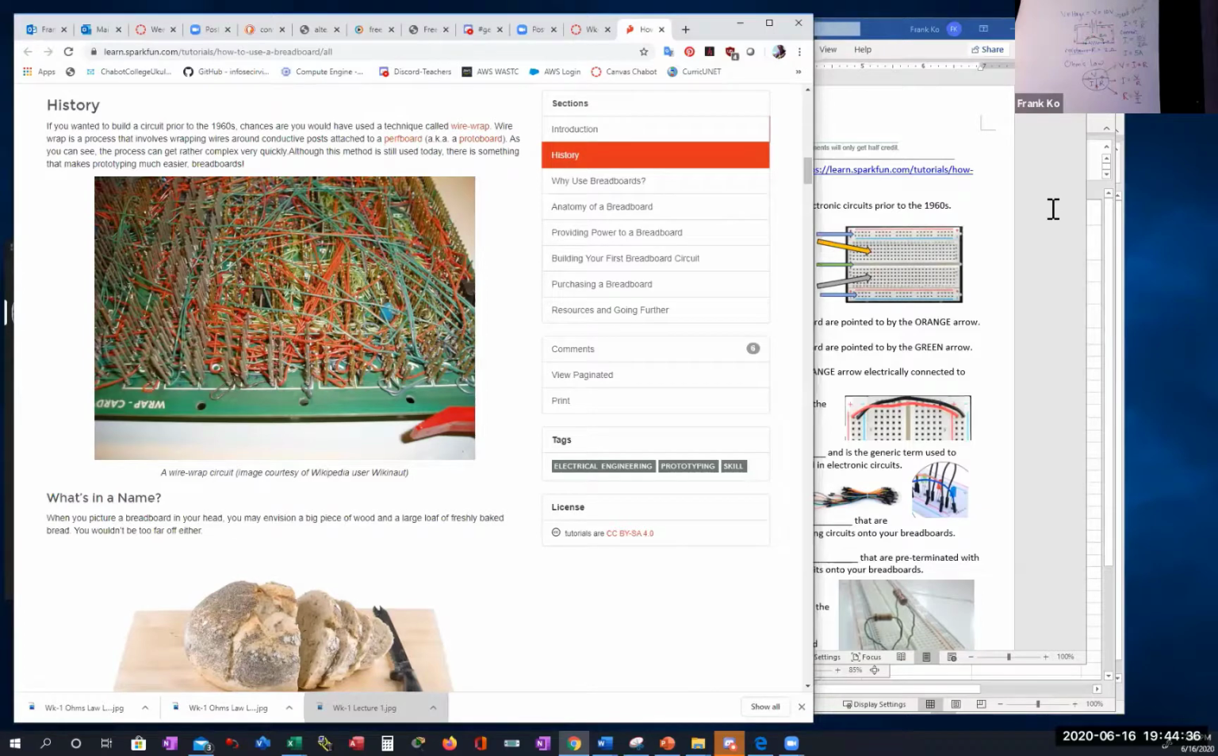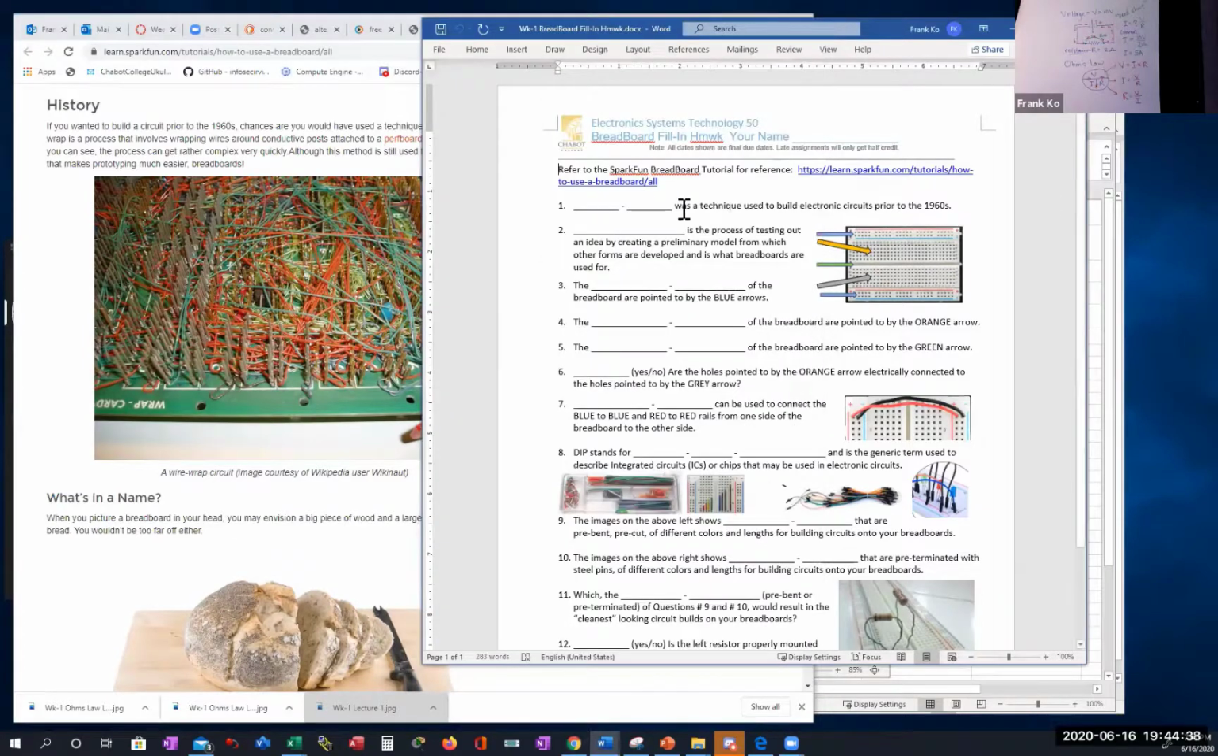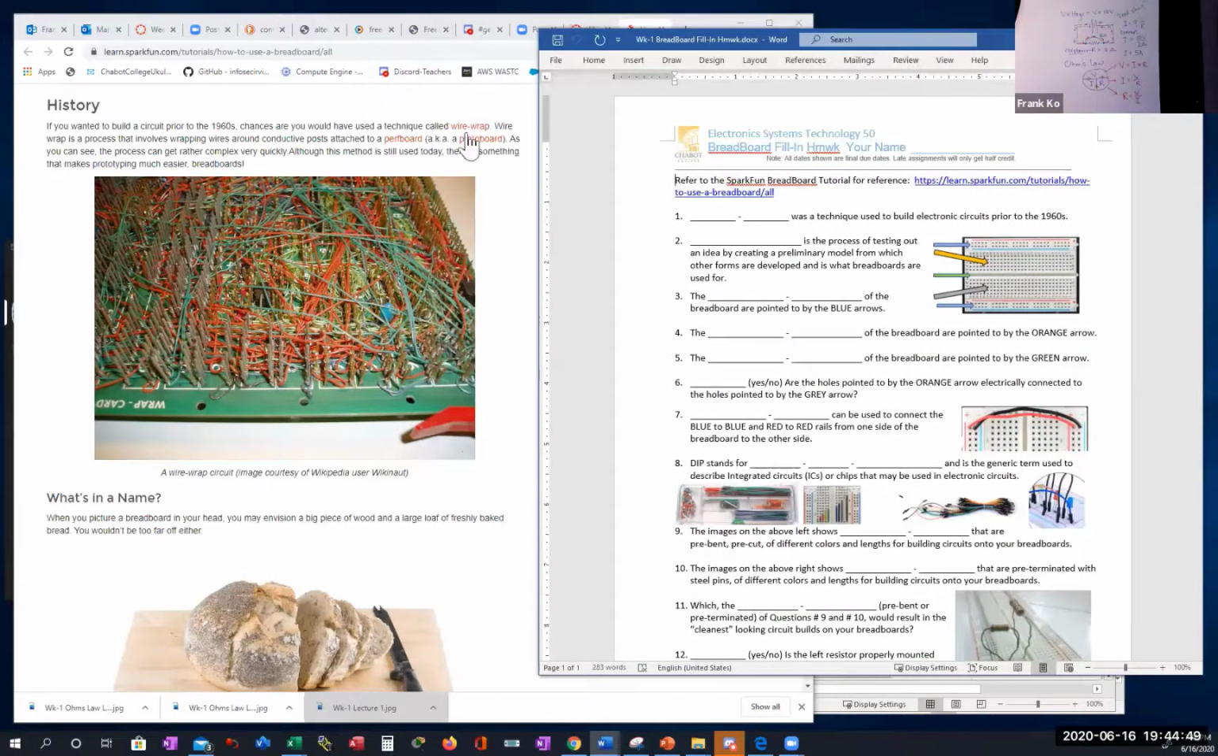Guess what the first question is? Blank blank was a technique used to build electronic circuits prior to the 1960s. What are you going to fill in that blank according to that first sentence of history? Wire wrap. Wire wrap. Okay. Is that pretty easy? Okay. Take a look at question number two.